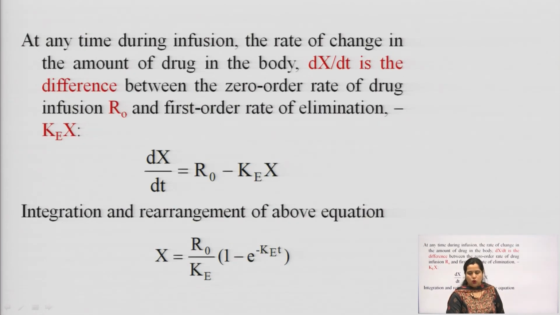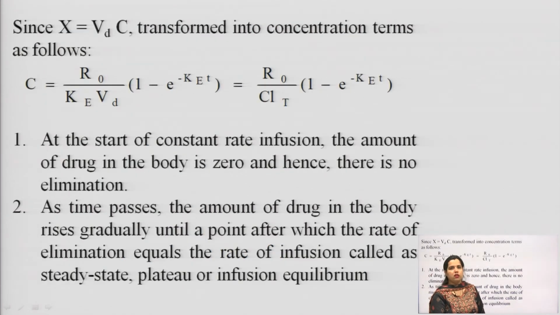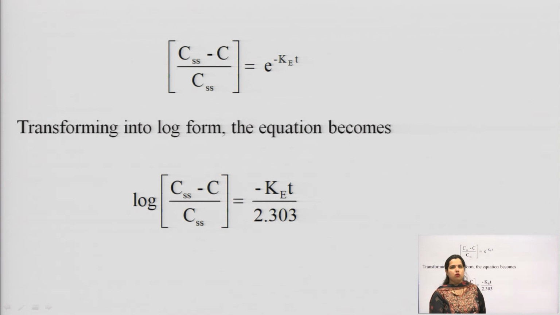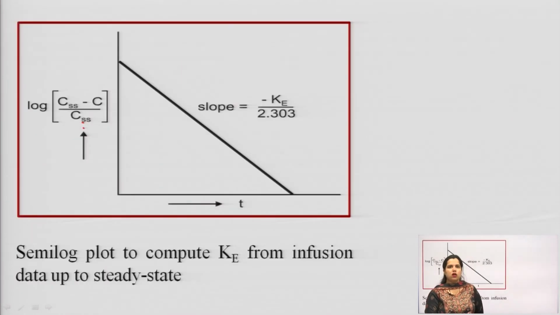Using the equation dX by dt is equal to R naught minus K E X, we can calculate the drug amount present at a particular point of time, and simplifying this equation, we get the final equation C S S times 1 minus e to the power minus K E T. So, this is the final equation we generally use to calculate the plasma concentration in IV infusions. Using this, we can plot log of C S S minus C divided by C S S, with slope minus K E by 2.303. So, this is the semi log plot to compute K E from infusion data up to steady state.